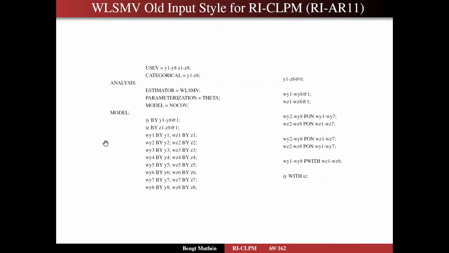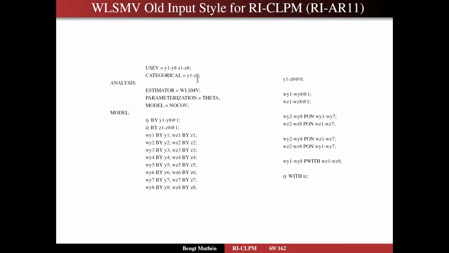Now, the old style of describing the model is shown here using the WSMV estimator for the RI-AR1 model. When I say RI-AR1, I mean that you have autoregressive order 1 for both processes, and that's the model that we typically call RI-CLPM.